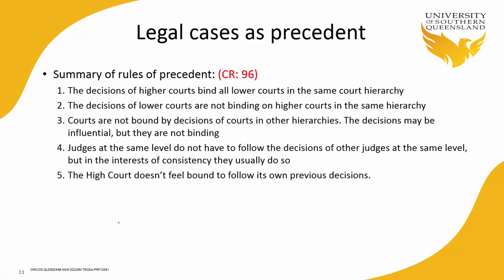There are, of course, rules for the doctrine of precedent, and the diagram I've shown you earlier really summarizes these rules. In a nutshell, the decisions of higher courts are binding on all lower courts in the same hierarchy, and the decisions of lower courts are not binding on the higher courts in the same hierarchy. Courts are not bound by decisions of courts in other hierarchies, and judges at the same level do not have to follow the decisions of other judges at the same level. But in the interests of consistency, they usually do.